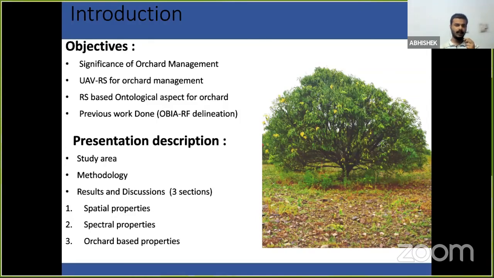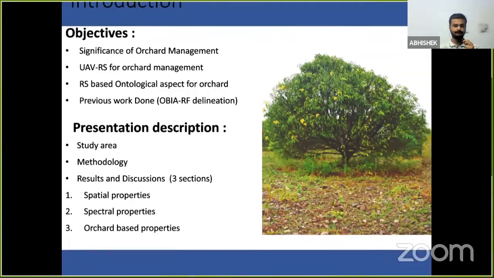In the previous one, I have delineated the tree canopies using the object-based random forest method. Using that technique, I have further analyzed how it can be used in orchard management by extracting the various features. So this is the description of the current presentation.